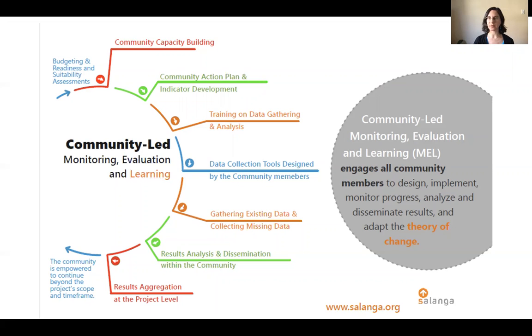So in this case, it could be from that community health worker, the health clinics, from the Ministry of Health. It might also be through the Ministry of Education and the school system. And then they also need to gather whatever data is missing. So in this case, it might be from the adolescent girls and boys, from the community at large, from the parents, and the school system, and so on. Then they need to analyze and disseminate the results that they get within the community and figure out how to use them and move forward with them. And then there's a process of aggregating the results at the project level.